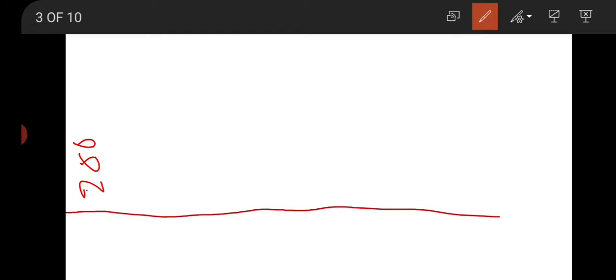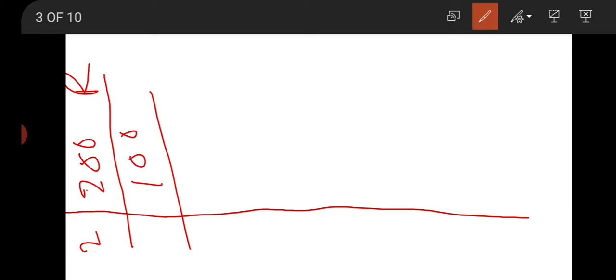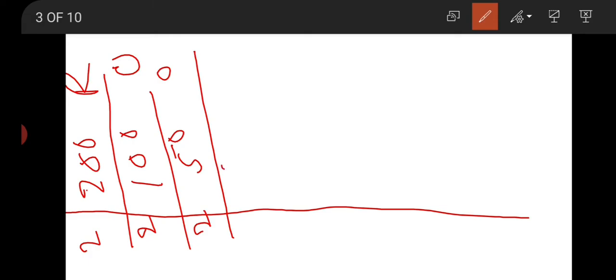Again we are going to start from 200 because on that side we have a lack of space. We repeat the same process: we divide 200 by 2 and the remainder will be 0. Again we divide by 2, this will be 50 and the remainder will be 0 again. Now again we divide 50 by 2, that is 25 and the remainder will be 0.